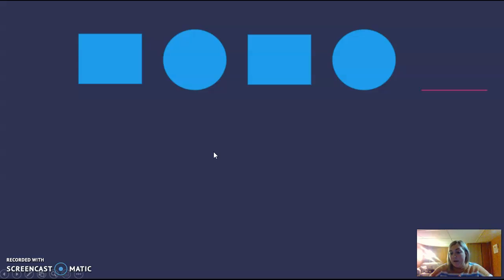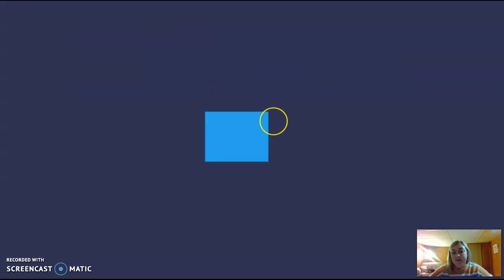Okay, so here we have a simple pattern. If we have square, circle, what do you all think would come next? I'm going to give you just a second to answer and think about the pattern. Alrighty, I hope you all got square. I'm sure you did, and that is correct.